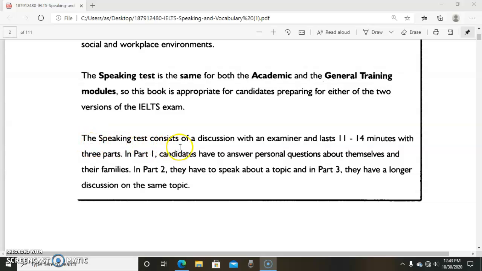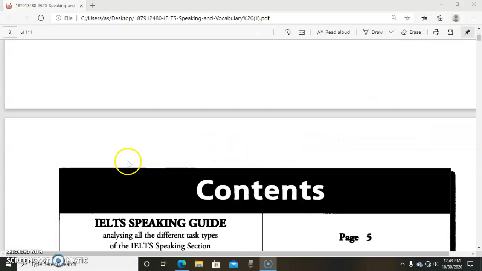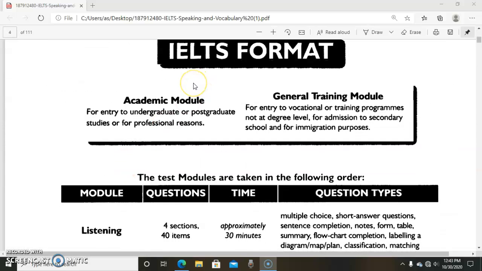The speaking test consists of a discussion with an examiner and lasts for about 11 to 14 minutes with 3 parts. In part 1, candidates have to answer personal questions about themselves and their families. In part 2, they have to speak about a topic, and in part 3, they have a longer discussion on the same topic.